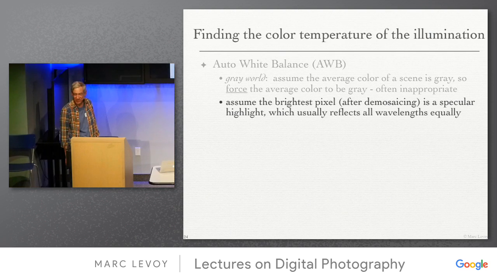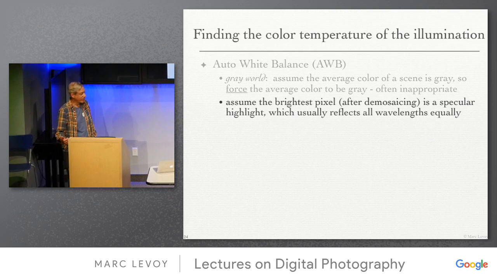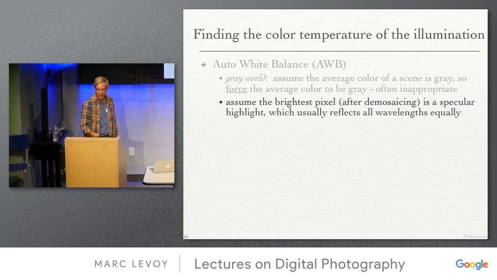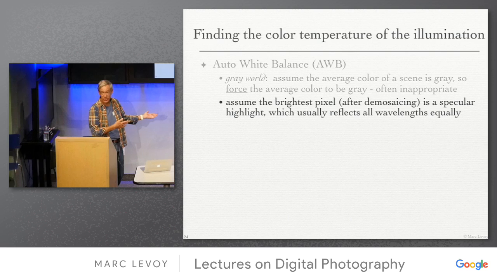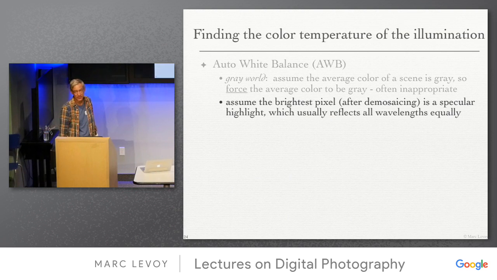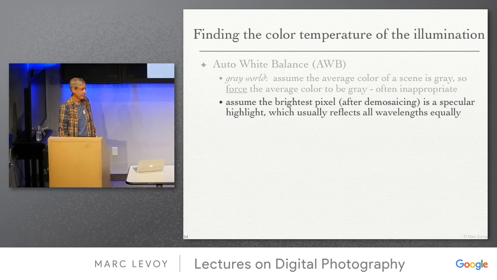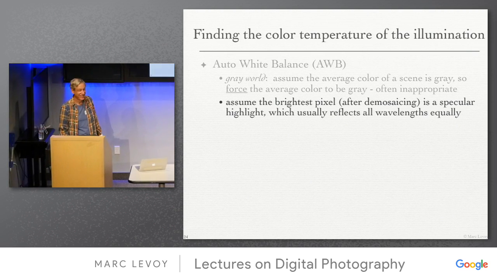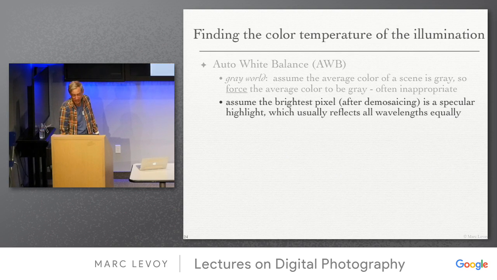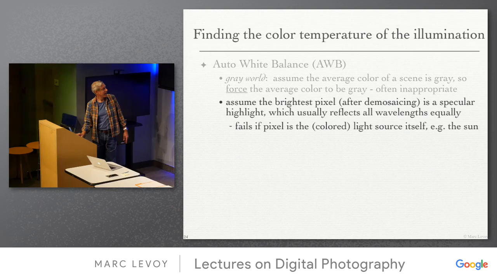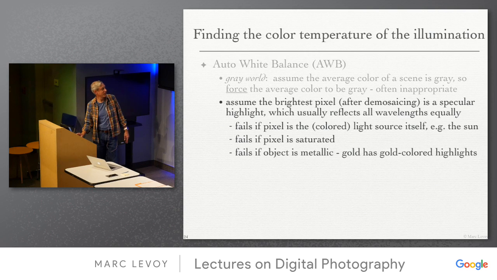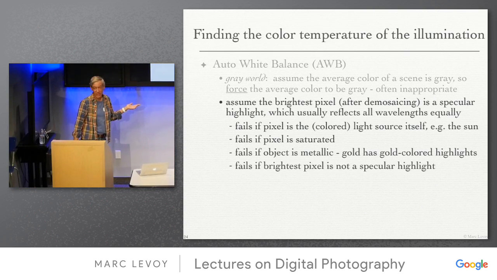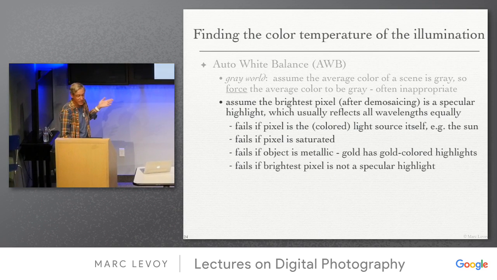How else might it fail? Specular highlights can still be colored, right? Like if it's red chrome on a car, that kind of thing. Very good. Specular highlights could be colored. A metal, like the gold that I showed in the Dutch still lifes, could absolutely be colored. It could also fail if you were looking at the light source and the light source was colored. So it fails if the pixel is the light source, fails if it's saturated, fails if it's metallic, fails if the brightest is actually not a specular highlight, but is something else. So there are lots of ways that this fails.